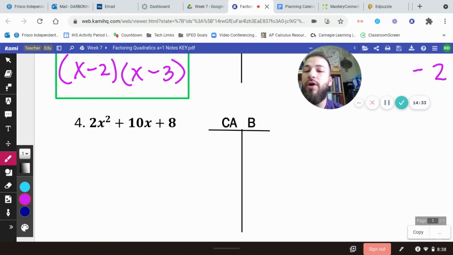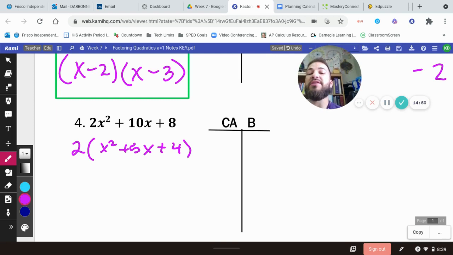So if I take a 2 out of all of these terms, so I'm dividing every term by 2, 2x squared divided by 2 would be 1x squared. 10x divided by 2 would be 5x. And 8 divided by 2 would be 4. Okay, so this is my new standard form function that I'm working with. I'm going to kind of ignore 2. I'm going to keep it with me all the way to the answer, but I'm going to ignore 2 for the sake of our CAB method factoring.